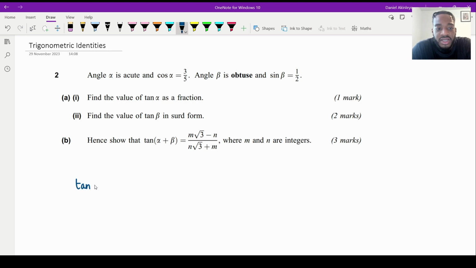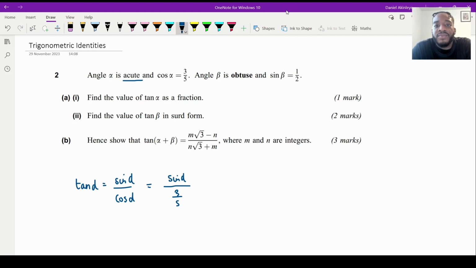We know from our trig identities that tan alpha is just sine alpha over cos alpha, isn't it? So since they've given us cos alpha, we just need to figure out what sine alpha is and plug this in. So we can say so far it's going to be sine alpha divided by 3/5, isn't it? Because that's what cos alpha is. Now it tells us that angle alpha is acute.